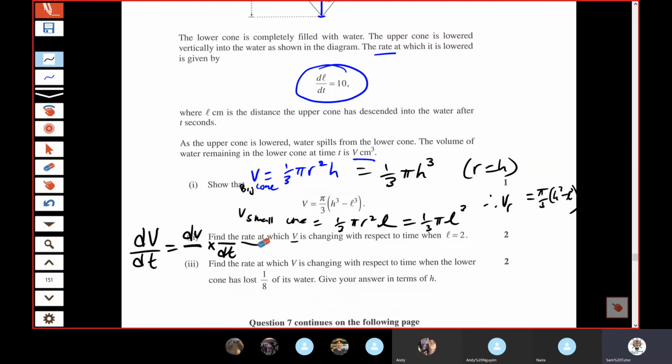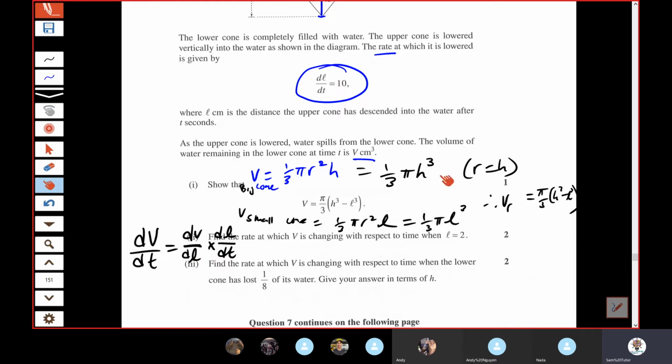And what letter do we use? Obviously we use L, because they gave you L. They gave you L, you use L. Make sense? Yeah. What's dL on dt? Well, 10. What's dV on dL?